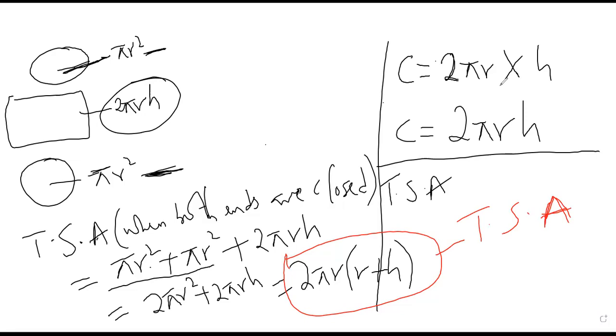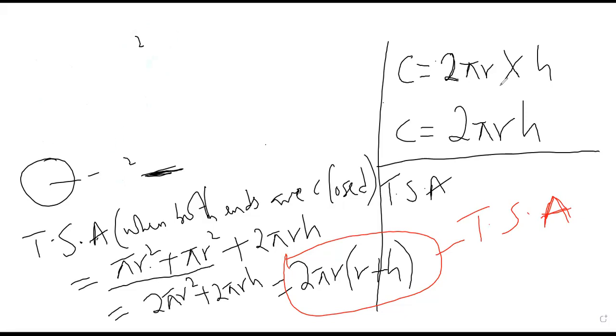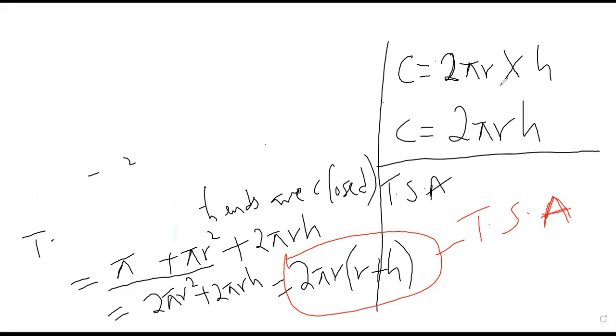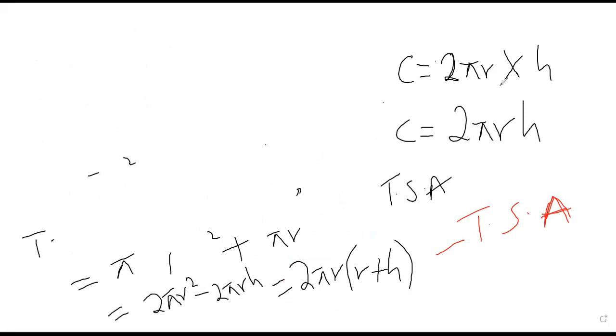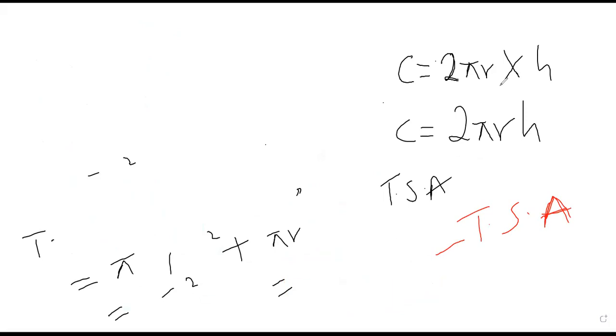Now, let's find the total surface area of a cylinder when one of the ends is opened.